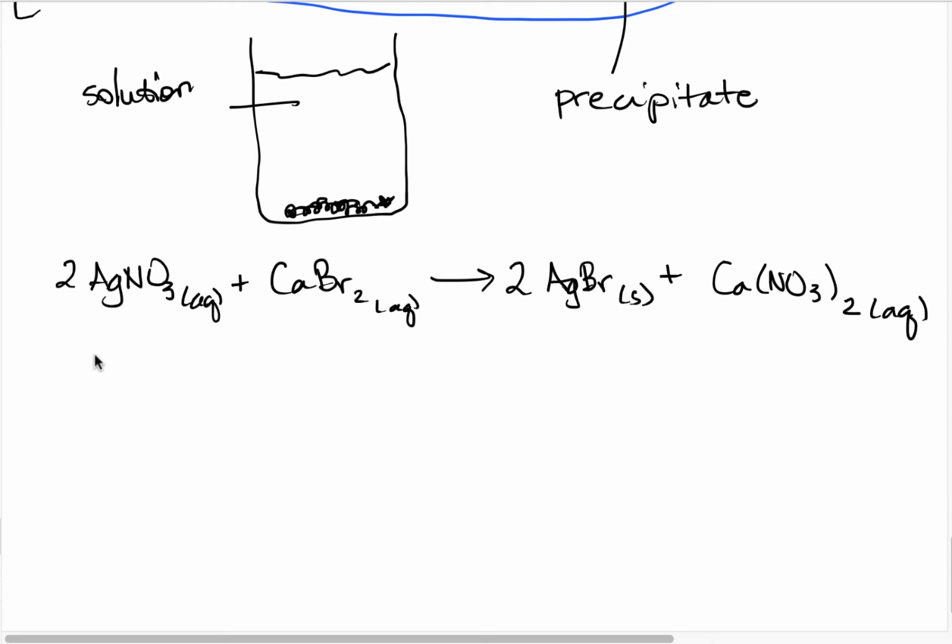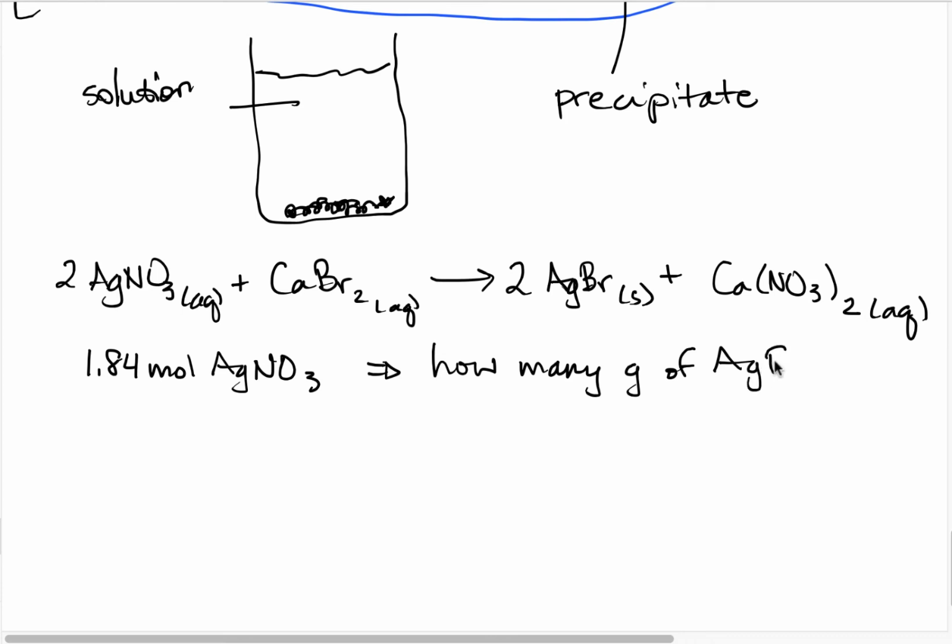Okay, so let's do another calculation. Let's imagine that we have 1.84 moles of silver nitrate, and we want to know how many grams of silver bromide we would expect to collect. So this is a question of what would be the theoretical yield.